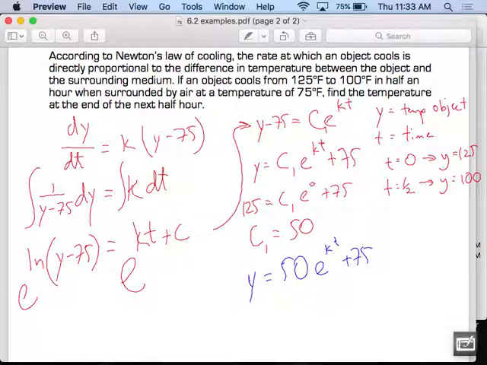Will my answer be positive or negative? Negative, because it's cooling. Use my second chunk of information. When t equals 1/2, y is equal to 100. 100 equals 50 times e to the 1/2 k plus 75. All right, this one you're on your own. Solve for k.